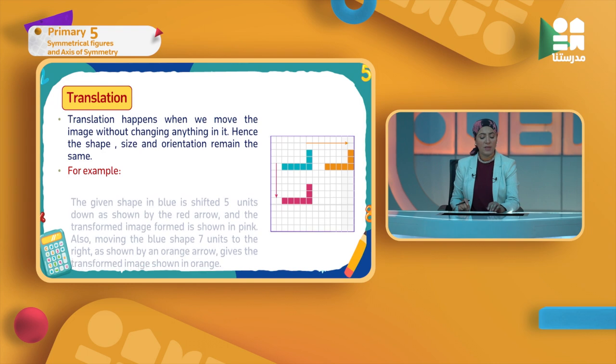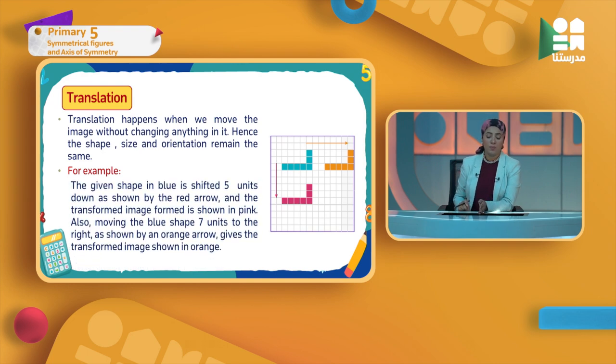Okay, so here for example, I have the blue shape. All what I did is that I have moved it the first time down 5 units as we see in the pink shape now. So this is the translation of the blue shape, and also the orange shape I have moved it to the right hand side 7 units, and also by translation, so nothing has changed زي ما هو بالضبط.